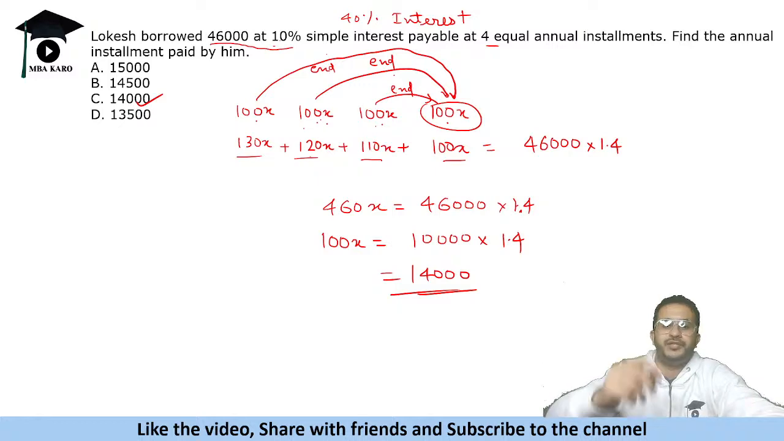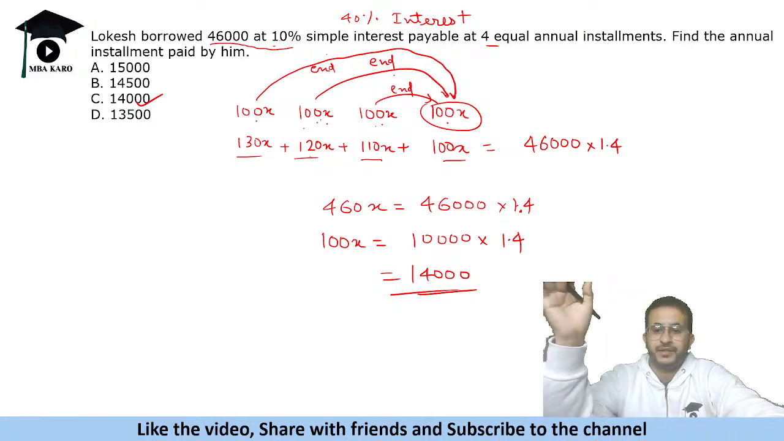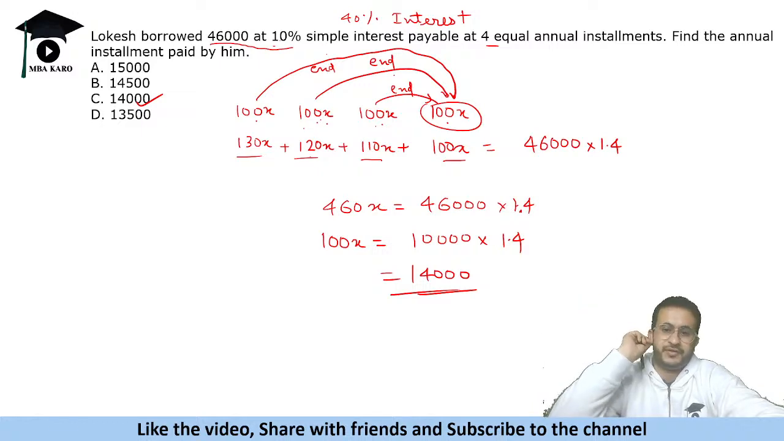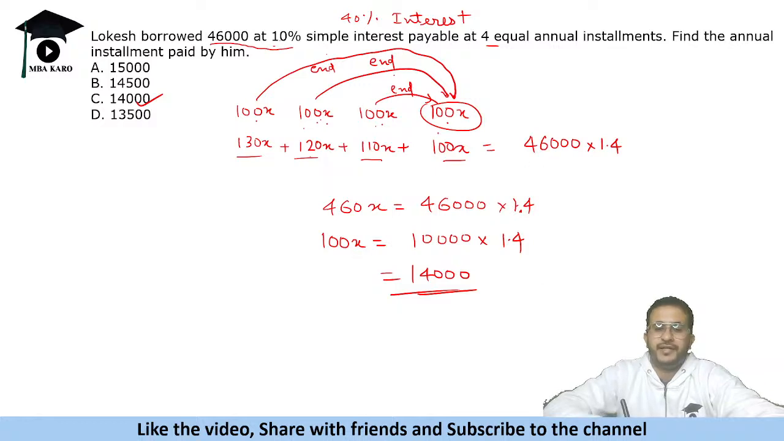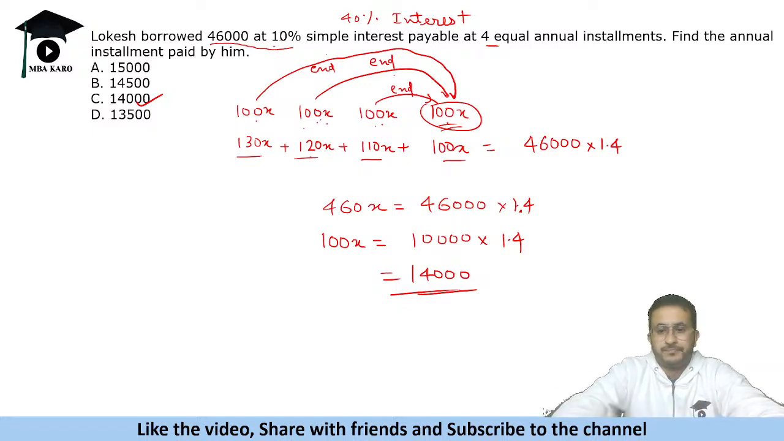What we normally do in simple interest, we say that we are paying everything all at once. So all at once we are paying 460x, that is this amount. Okay. So we need to find the annual installment, that is 100x. So 100x will be 14,000. Okay. So this solves this installment question.